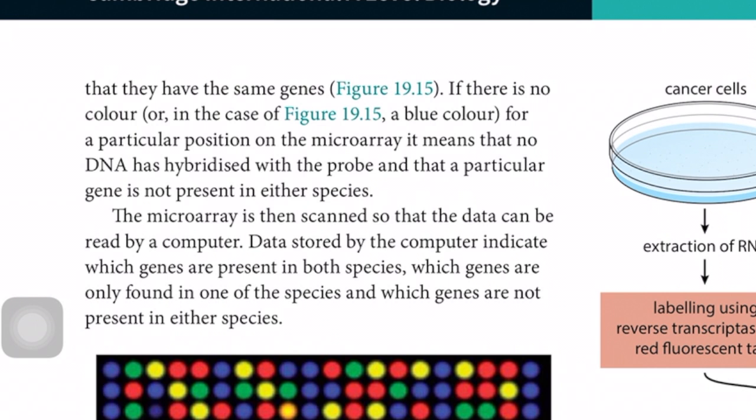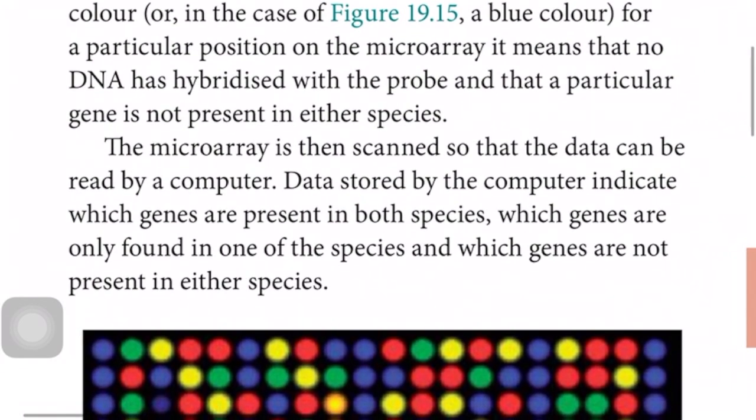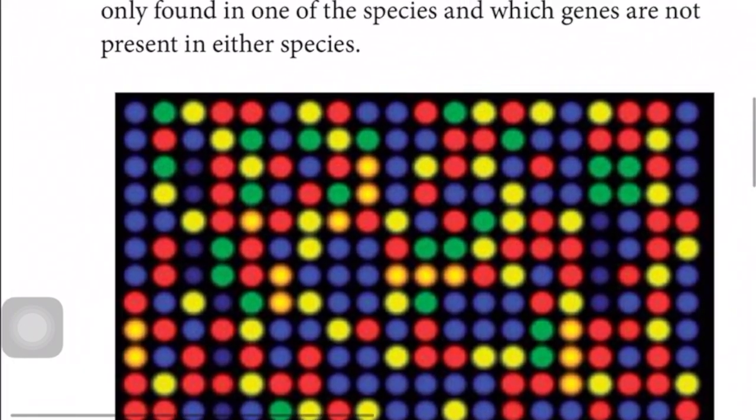If there is no color for a particular position on the microarray, it means that no DNA has hybridized with the probe and that a particular gene is not present in either species. Yes, it's a matter of common sense. The microarray is then scanned so that the data can be read by the computer. Data stored by the computer indicate which genes are present in both species, which genes are only found in one species, and which genes are not present in either species.